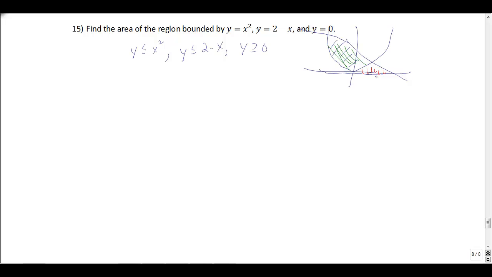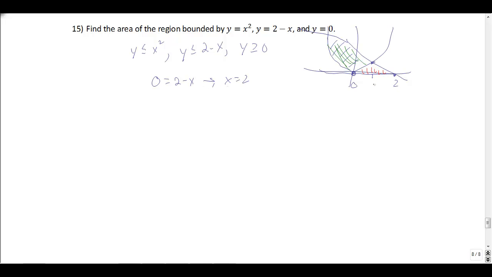Now this introduces sort of a new wrinkle here. I have to find really 3 points of intersection here. So the first one I have, this is when y equals 0. Well, y equals x squared, that's at x equals 0. Y equals 0, y equals 2 minus x, so I get 0 equals 2 minus x. That's going to give me x equals 2.